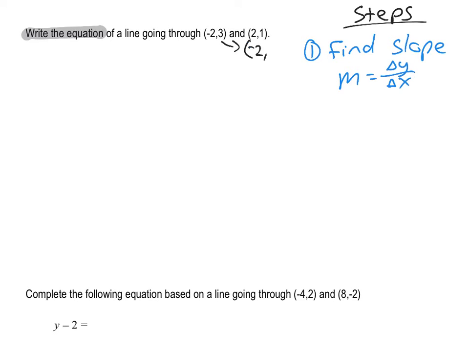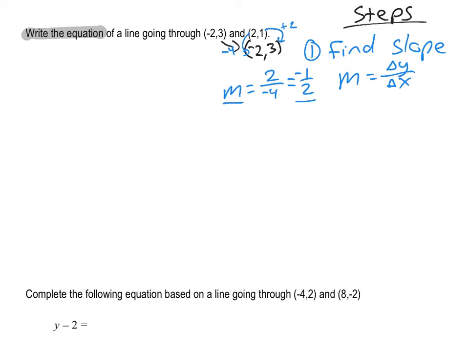So negative 2, 3. So how is it changing from 1 to 3? Adding 2. So 2 on top. How do you get from 2 to negative 2? You subtract 4 to get from a positive 2 to a negative 2. So 2 over negative 4 will be what slope? Negative 1/2. So there's our slope.